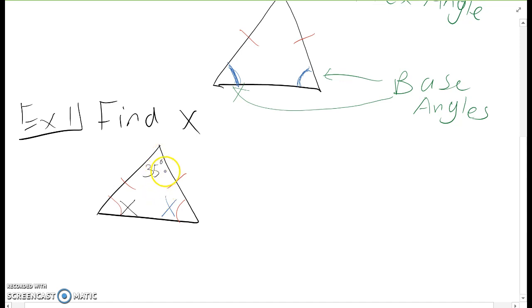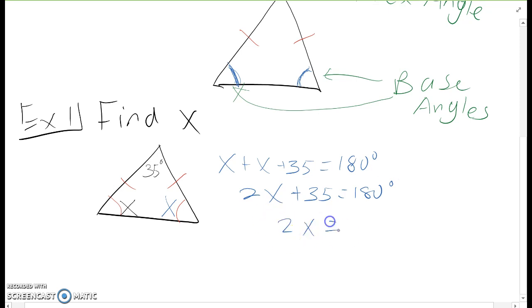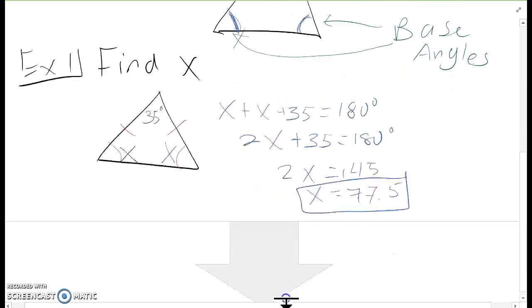And then because I have 180 degrees in a triangle, I can say x plus x plus 35 equals 180 degrees. So 2x plus 35 equals 180. And subtract 35. It's probably not going to be a nice number, but that's okay. 2x equals 145. Divide by 2, x equals 77.5. And there's our answer. Okay, and I can also use that to find a length.